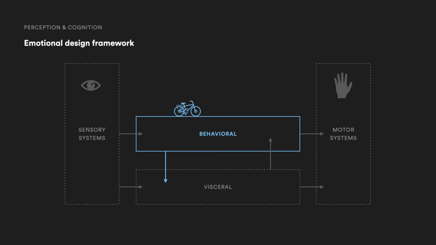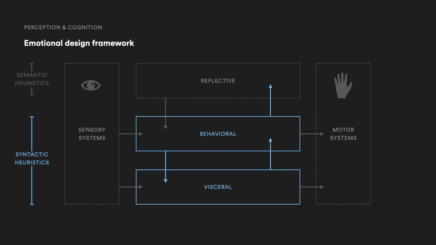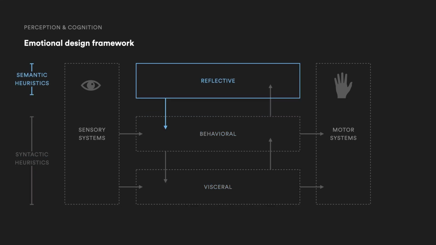And then the last level is this reflective level, which is this higher level meaning. This is more cognitive, it's more intellectual. It has influence over our behavior level, but it doesn't relate directly to the visceral level of emotional processing. Those are the three levels of emotional processing in this framework. When we're talking about design or heuristics for graphs and graph visualizations, these two levels relate to the syntactic heuristics, and the top level relates to the semantic heuristics.